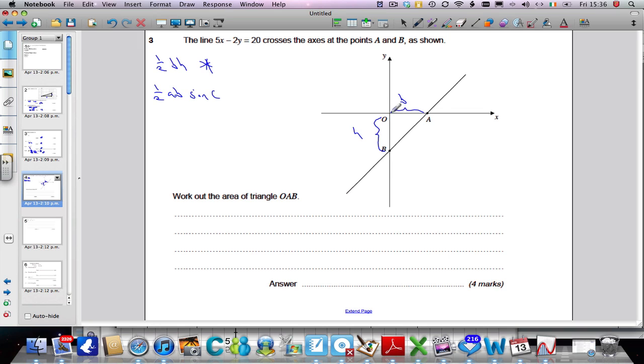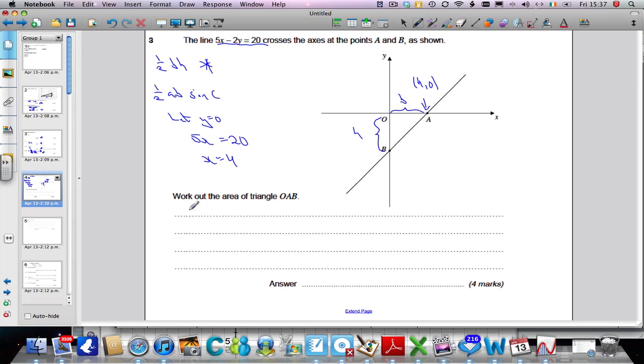So because this is the origin, if I work out where y is equal to 0, that will tell me what this coordinate is here. So if I let y equal 0, for this we get 5x equals 20. That means x would be equal to 4. So when y is 0, x is 4. So that is the point (4, 0).